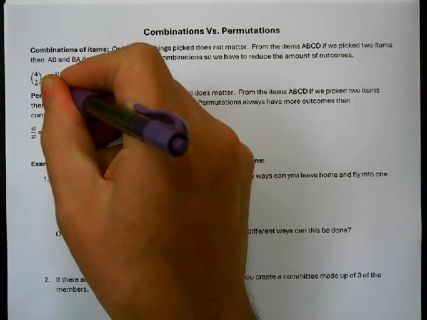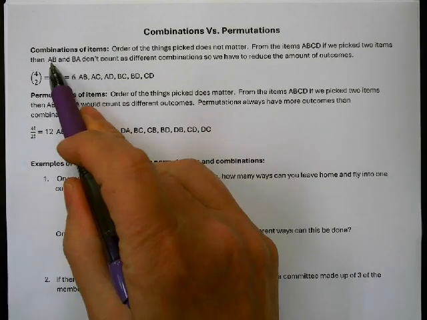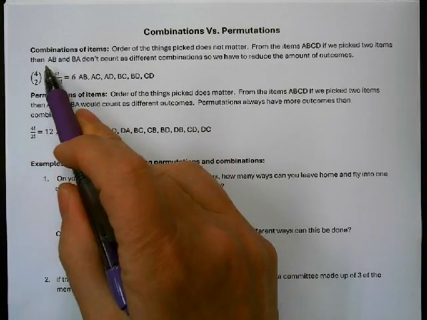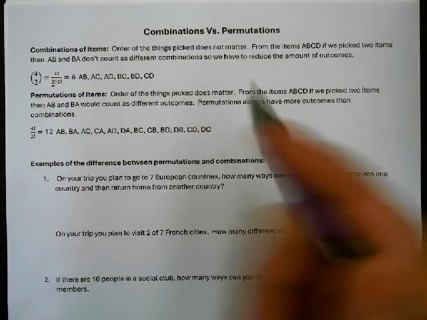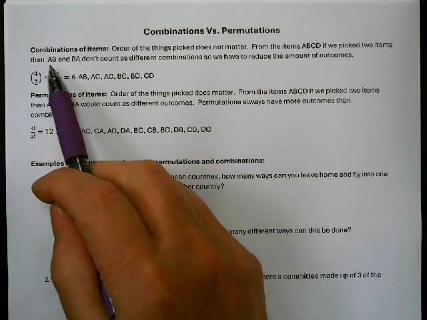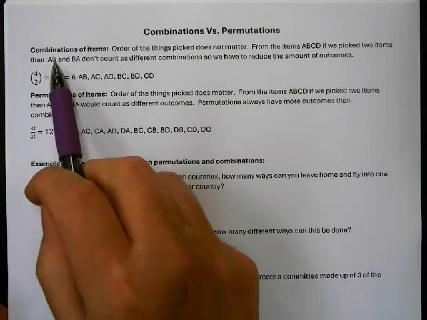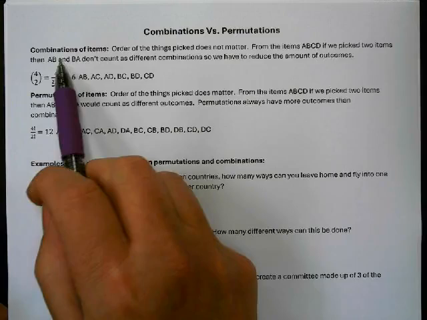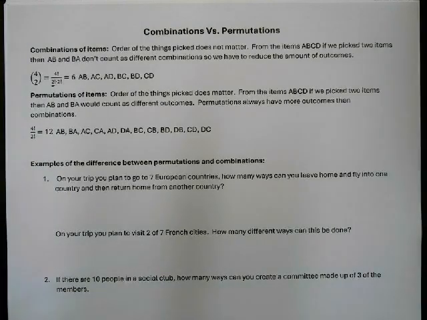So one of these numbers here is you dividing out those possibilities that are repeated. This is dividing out the repeated possibilities. So A, B is the same as B, A. So half of my possibilities are not going to be possible.